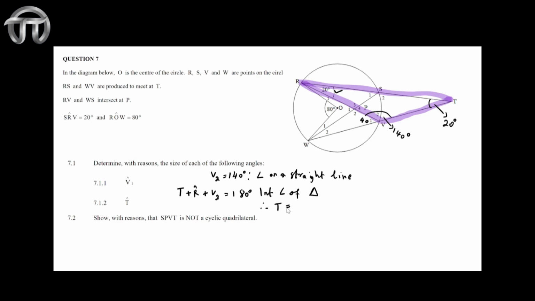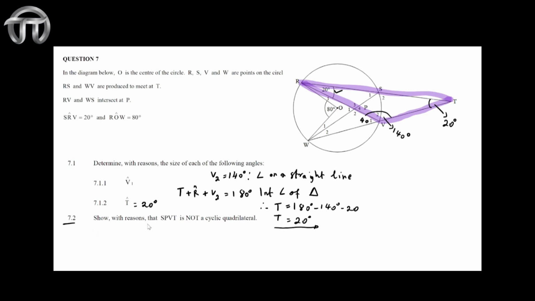So that means what? That means angle T is equal to 180 degrees minus 140 degrees minus the 20 degrees, making angle T 20 degrees. That's how we got that angle 20 degrees up there. So angle T, we can safely and confidently say that the angle there is 20 degrees.